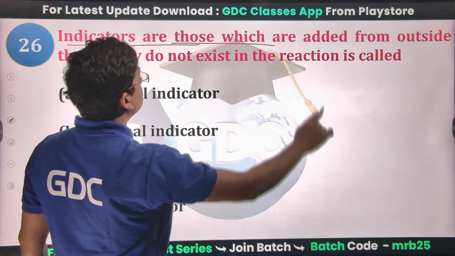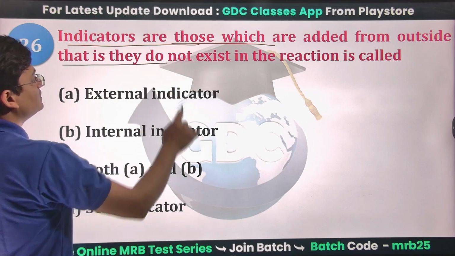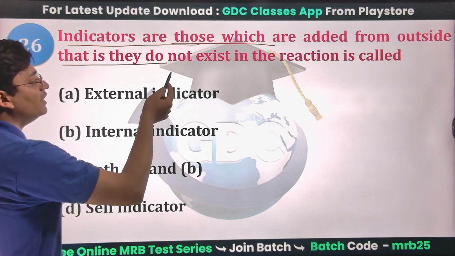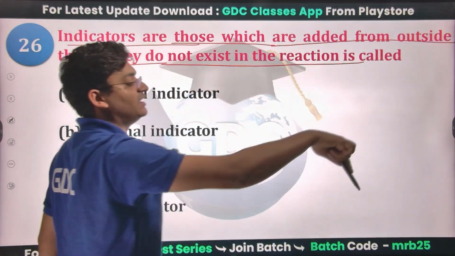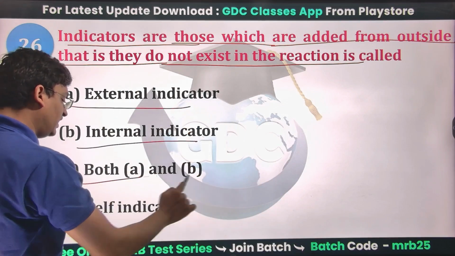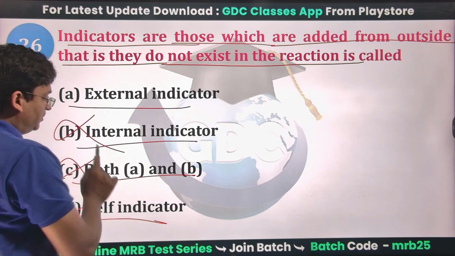Indicators that are added from outside, that is, they do not exist in the reaction and are added from outside the reaction, are called what? Are they external indicators, internal, both A and B, or self? No, they are not self, they are not both A and B, and they are not internal.